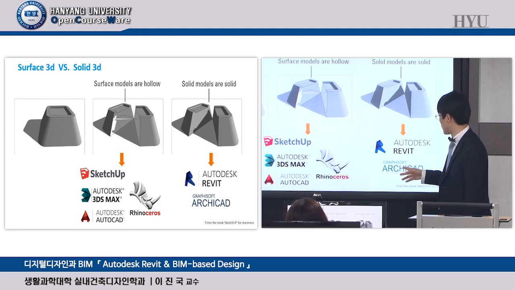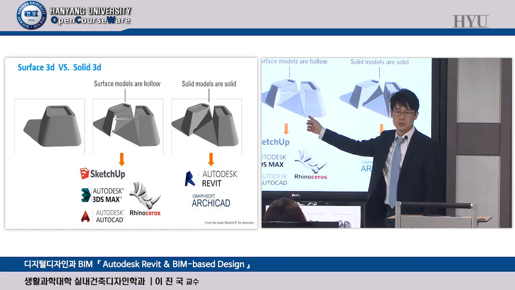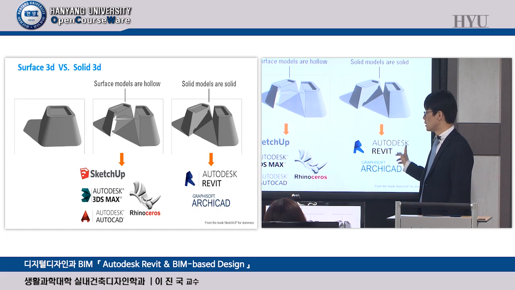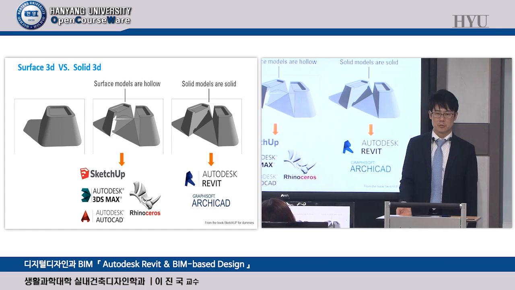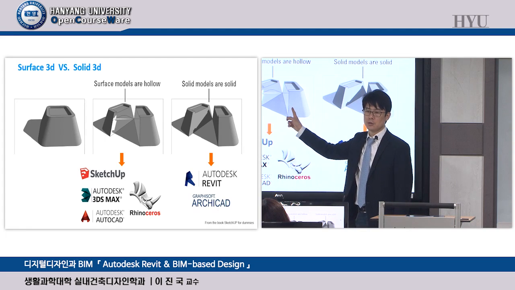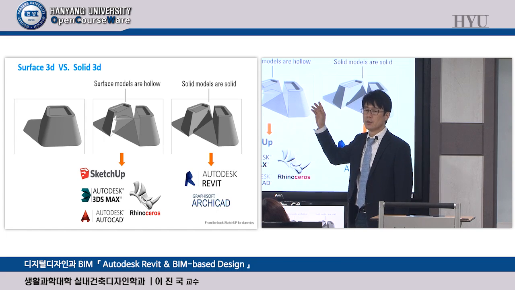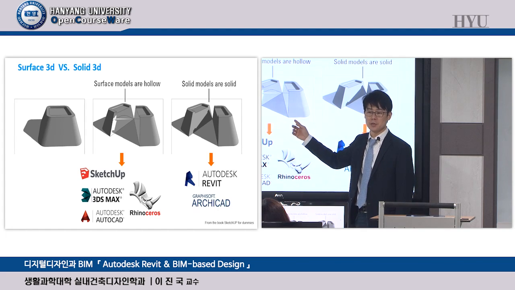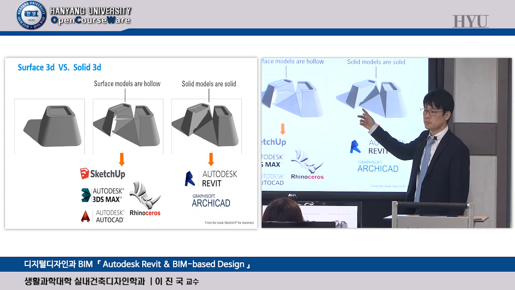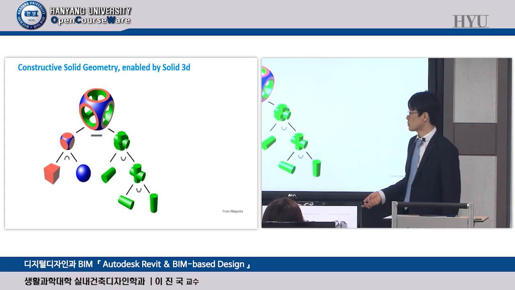But Revit and ArchiCAD are all based upon solid. There is no way to define surface 3D. Why? Because this one is dealing with real world objects, the building environment. In the real world, there is no such surface-based 3D. This is a theoretical, mathematical, and conceptual definition of 3D, not a real definition. This is real. Okay? So by using a solid model, what can you do?